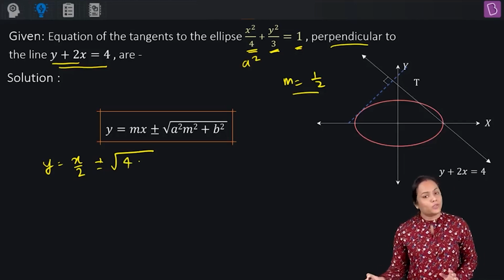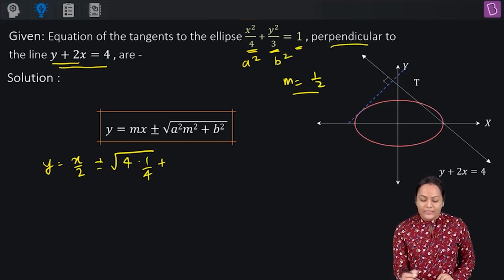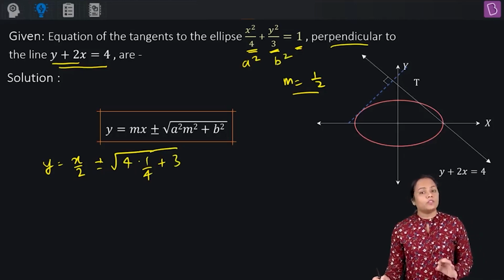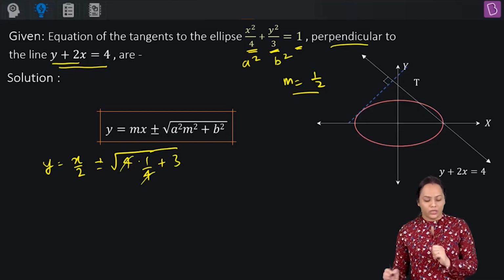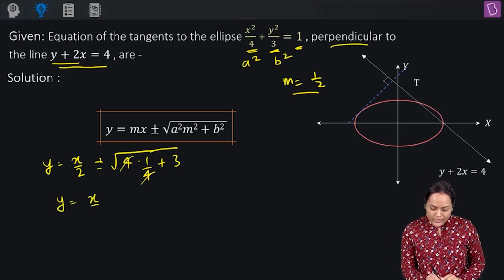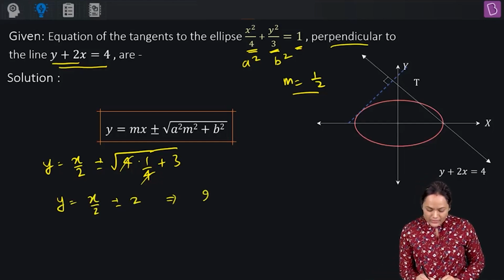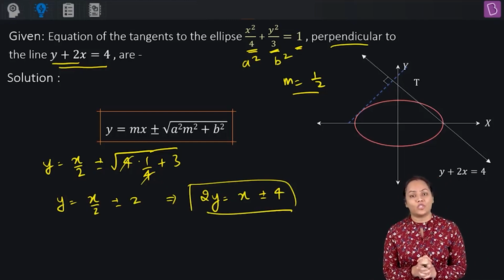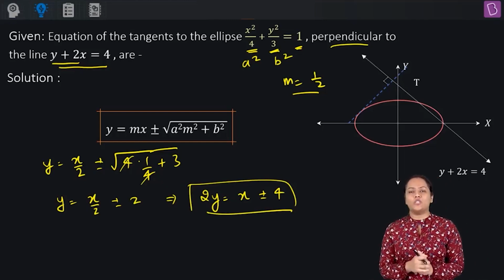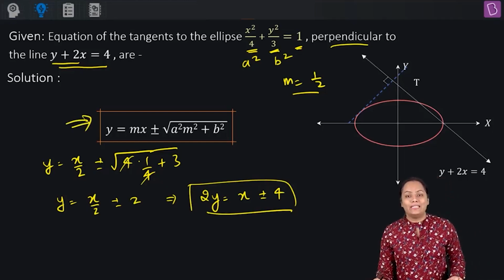Now since my m is 1 by 2, m square will be 1 by 4 plus b square is nothing but 3. So this 4 is going to get cancelled and 1 plus 3 is nothing but 4. So I'll get square root of 4 as y is equal to x by 2 plus minus 2. Or further you can say that it's going to come out as 2y is equal to x plus minus 4. This is going to be the final answer of the equation of tangent. Whenever information about slope of tangent is given, we are mostly going to use slope form of tangent only.